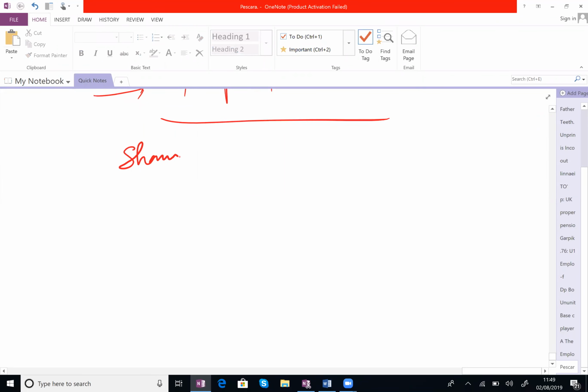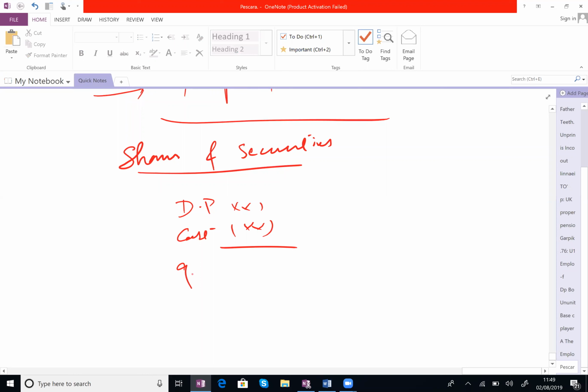If you have shares and securities of a company, whenever you sell them, no problem, calculate the gain normally. Whenever you sell shares and securities, in the normal way you calculate the gain: disposal proceeds minus cost, right? And you will get a gain. You have to pay the CGT in the normal manner on that gain.